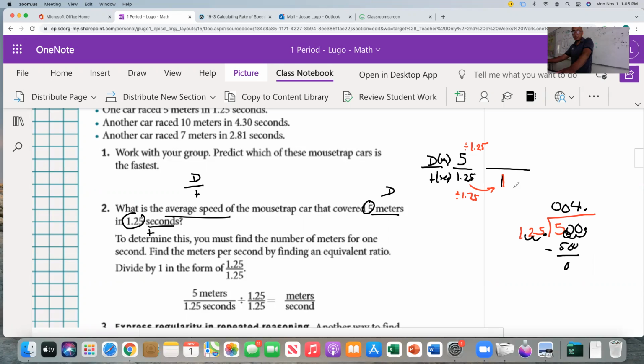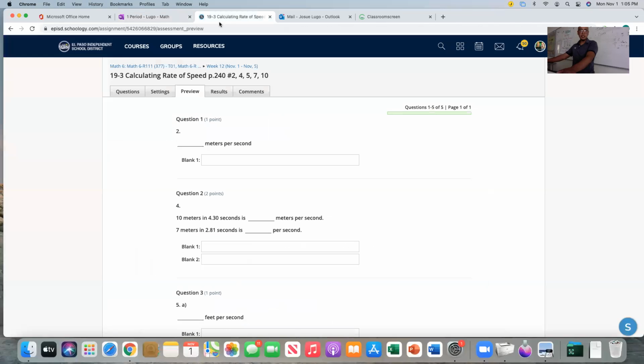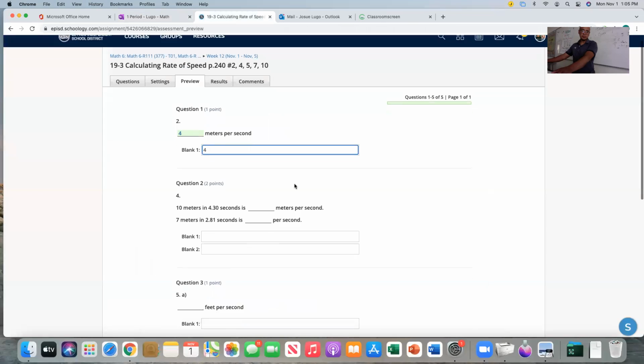Therefore, ladies and gentlemen, that means that this mousetrap car is traveling at 4 meters per second, or 4 meters in 1 second. Notice how I set this up. I began with my ratio in words, meters per second. Then I wrote down the ratio that was given to me, 5 meters in 1.25 seconds. And then I divided the denominator by itself to get 1, and I divided the numerator by the same factor so that I would then get my answer. That is the same pattern that we're following for each of these problems. And so we know that the answer to the first one is 4 meters per second.